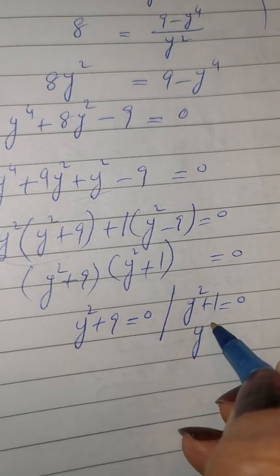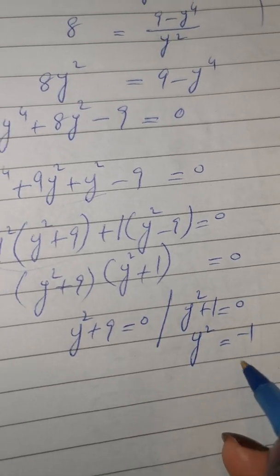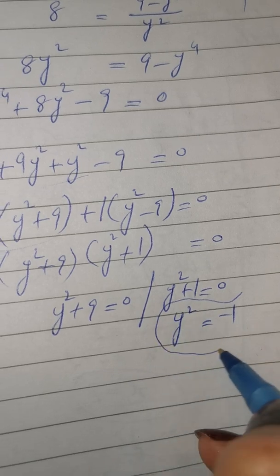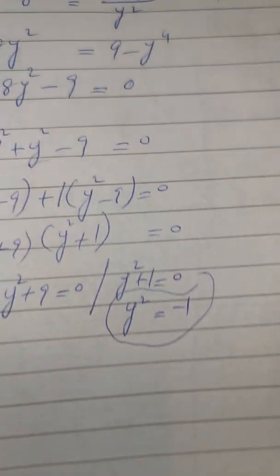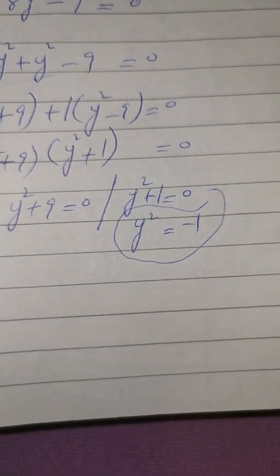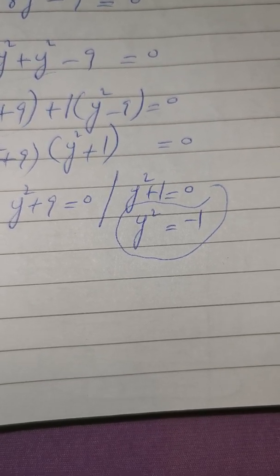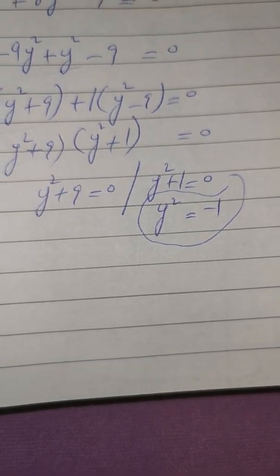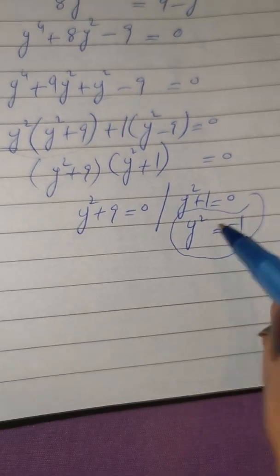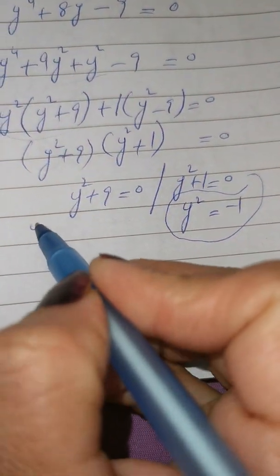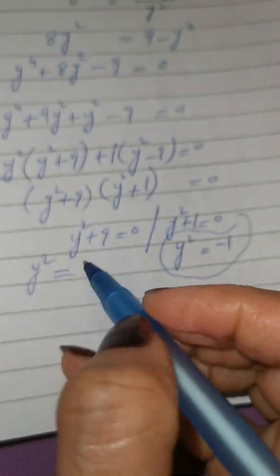Now when I equate it equal to minus 1, there will be no solution of this equation because this will again be an imaginary value. When you take y is equal to minus 1 under root, it will give you iota. So we will omit it and we will take this one.